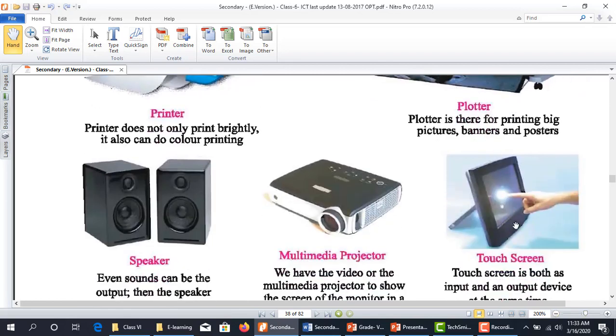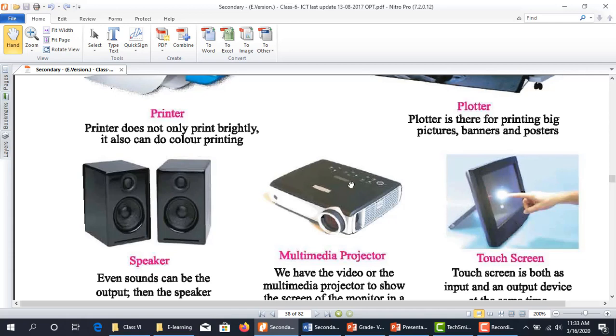Now the touch screen. What is a touch screen? You know about the mobile touch screen, and the monitor touch screen. It is very important. Some devices work as both input and output devices. When I give input by touching the screen, that is the input device, and after the touch it shows something, that is the output device. So the touch screen works as both an input and an output device.